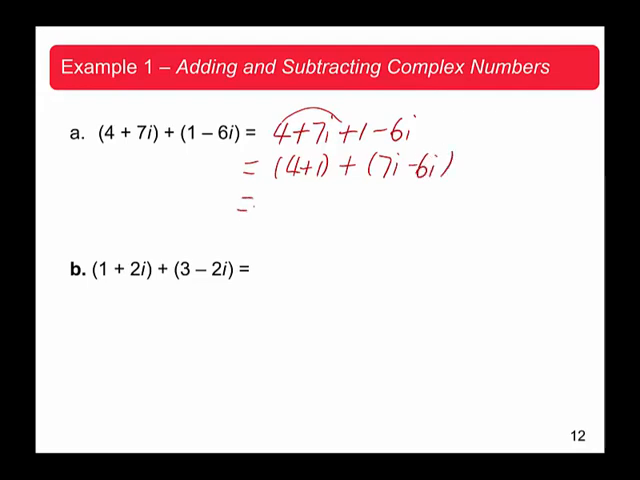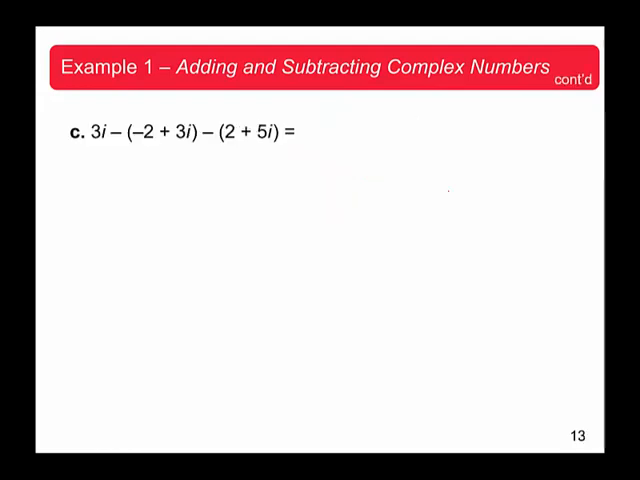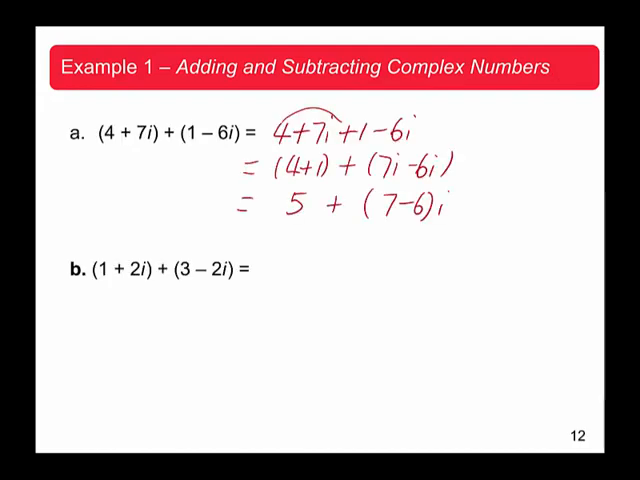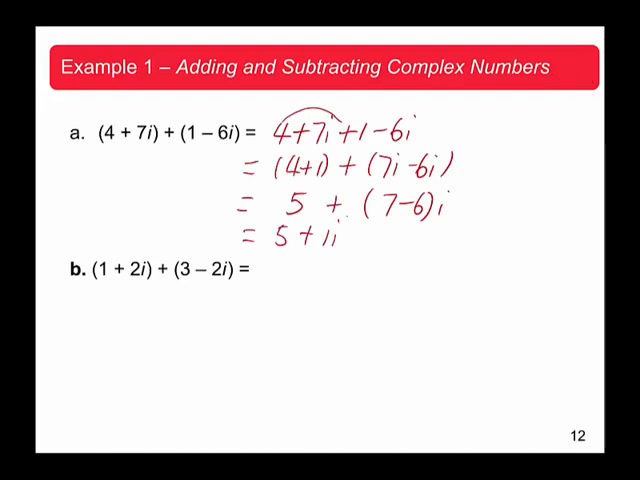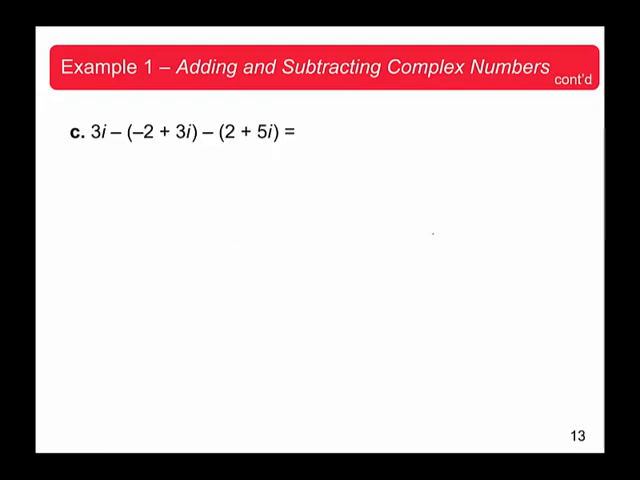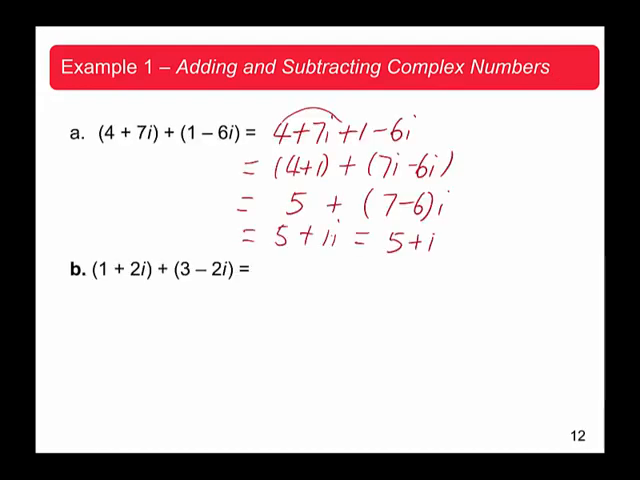So 4 plus 1 gives us 5. And right here, factor out the i, just like x. And it becomes 5 plus 1i. But typically, we just omit that 1. So it becomes 5 plus i. And that's how we simplify it to the end.